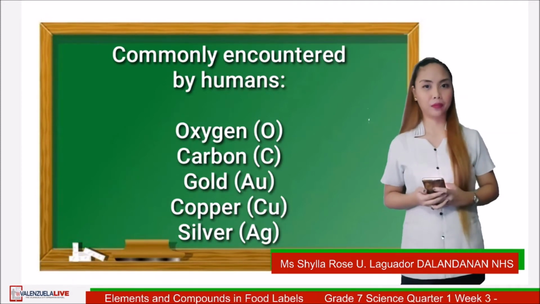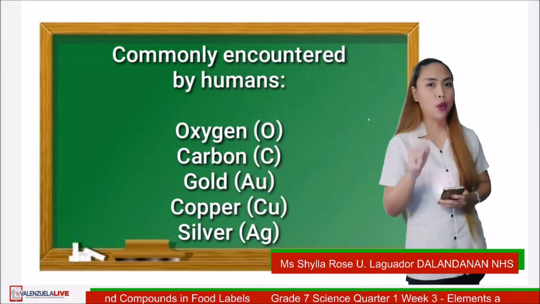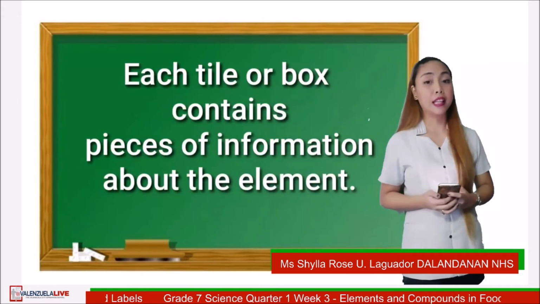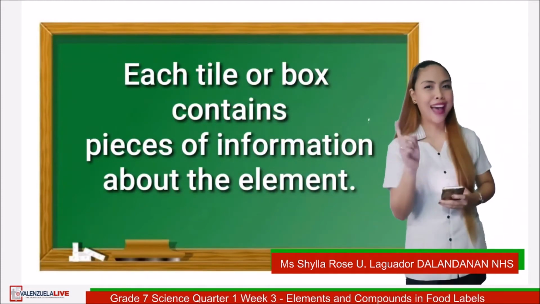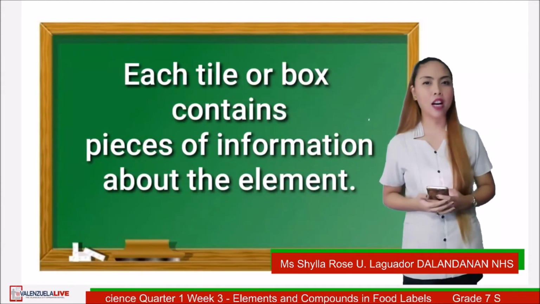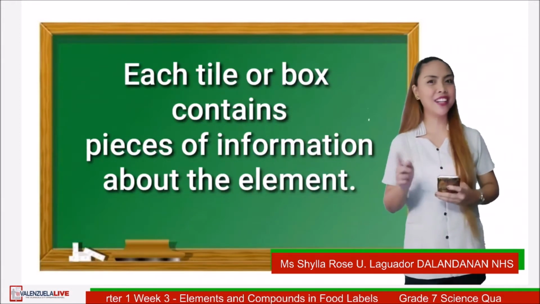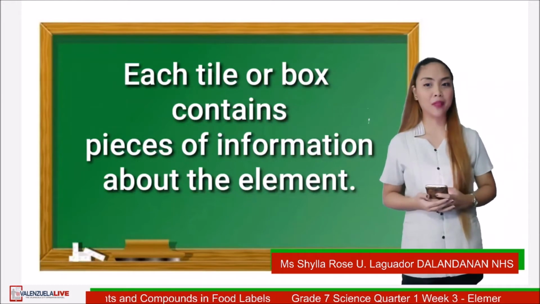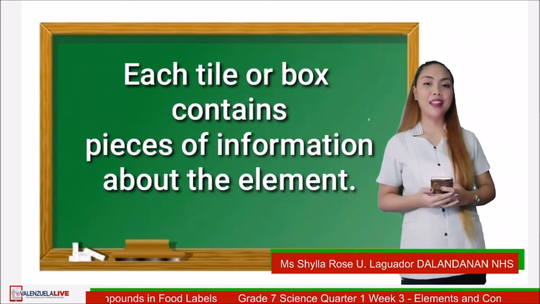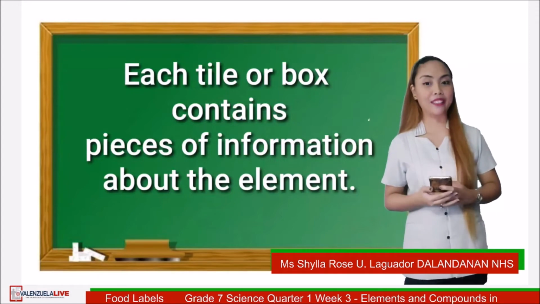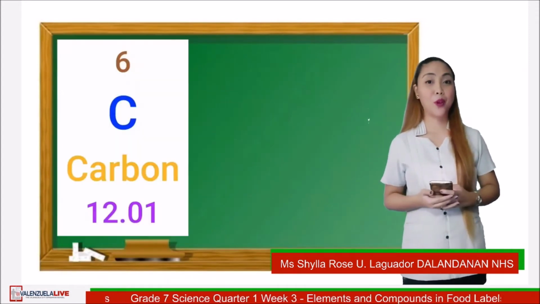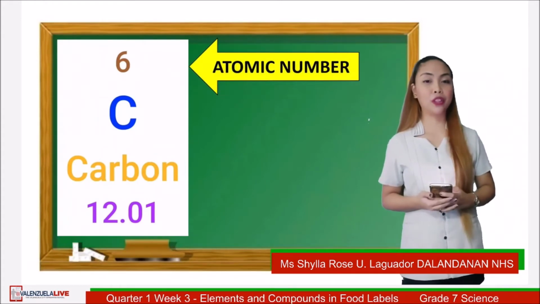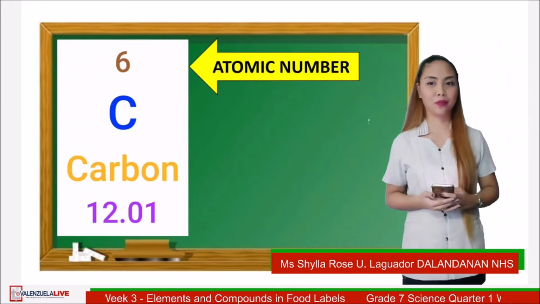Now, if you're going to look closely and carefully in each tile or box in the periodic table, you will actually be surprised to see that there are pieces of information that are written inside. As mentioned in our previous learning unit, some basic details about the elements that can be observed in the periodic table include the following. First, the atomic number, which is the number of protons in the nucleus of an atom.